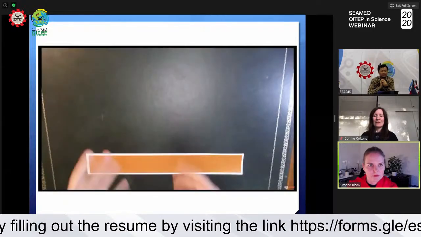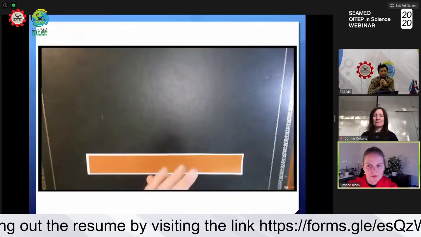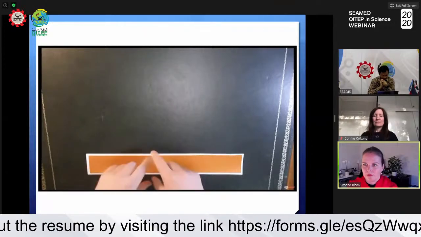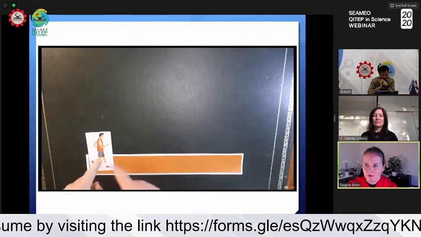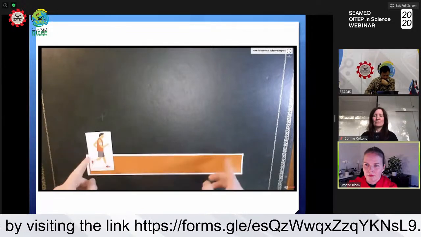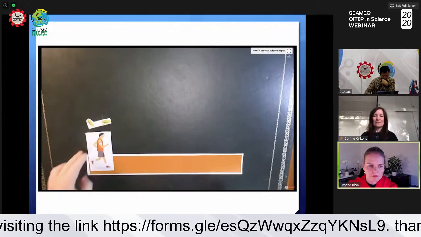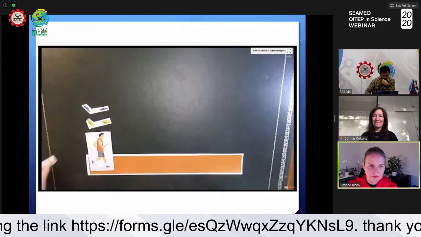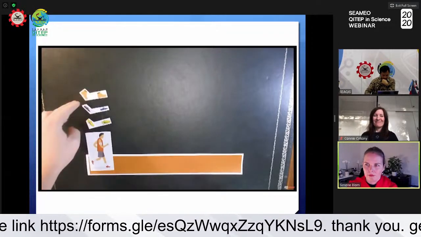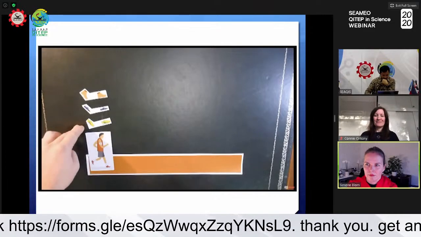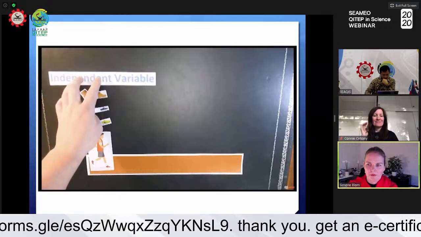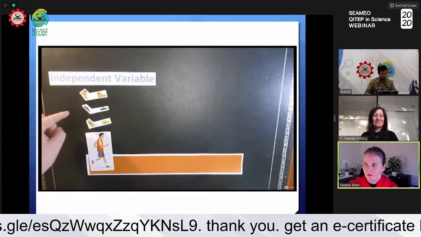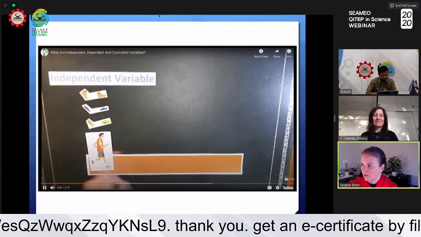To explain these variables, there's a very simple experiment I like to demonstrate. Firstly, let's say that this is a running track and we have our runner here and he's going to run 100 meters. But each time he runs it, he's going to wear a different type of shoe. So we've got runners, casual shoes and boots. And this is the thing that's going to change each time he runs this 100 meters. And this is called our independent variable. That's the thing that we're going to change each time he runs this experiment.